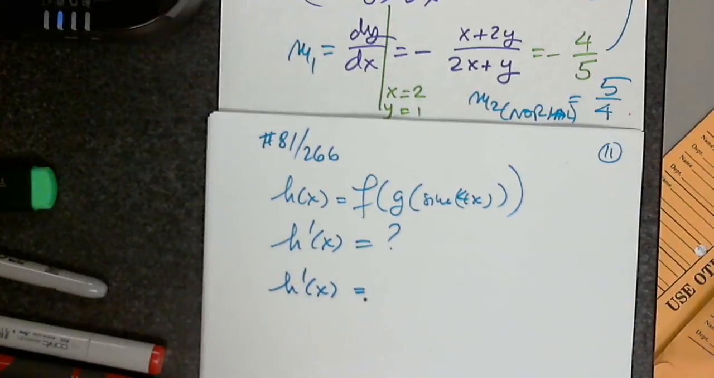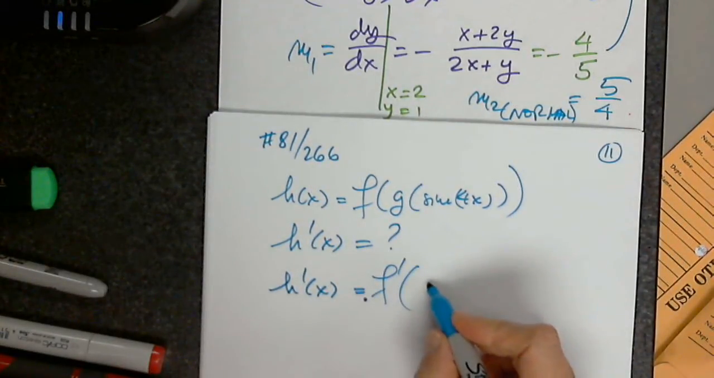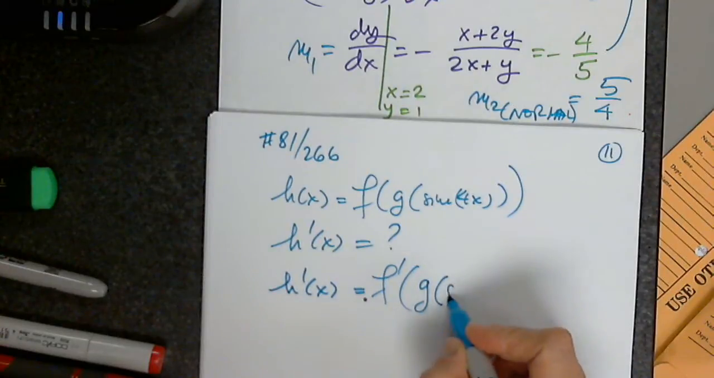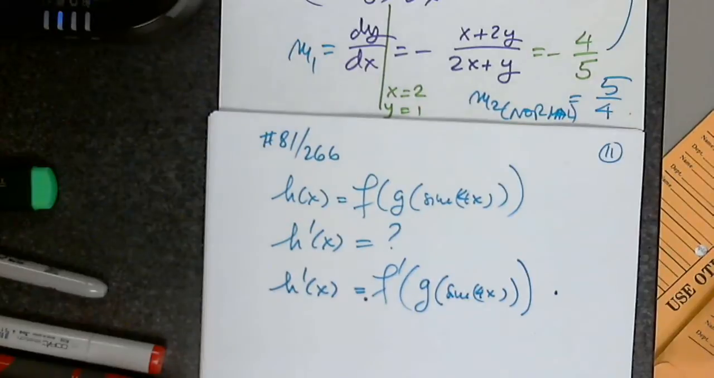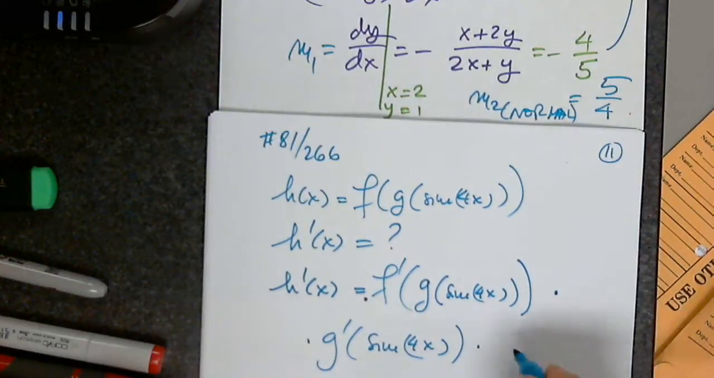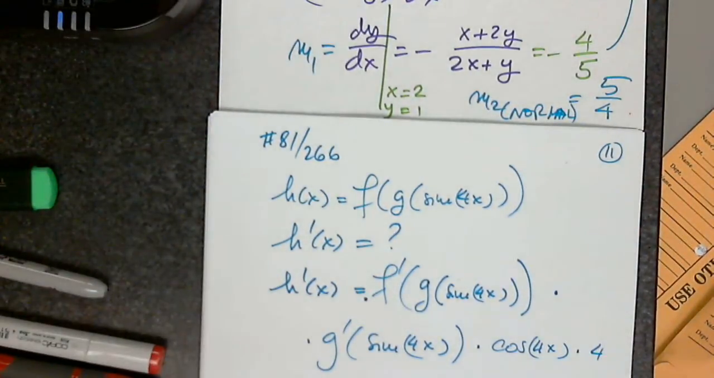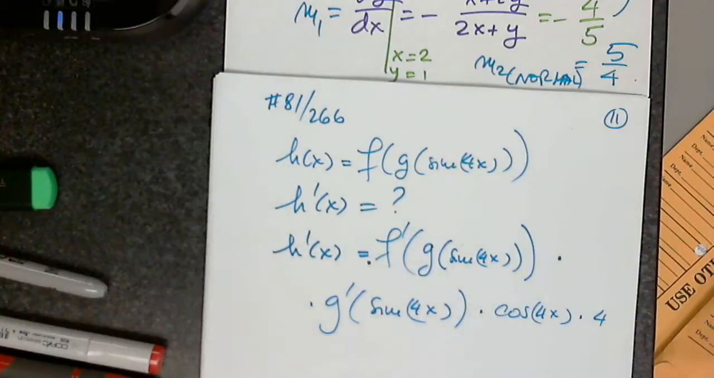Yes, Tony? F prime times g of sine 4x, times g prime of sine of 4x, times cosine of 4x plus 4. Excellent. That's it. You don't have to do anything. What I would do, I would put a 4 in front, but it's good enough. That's all I needed.